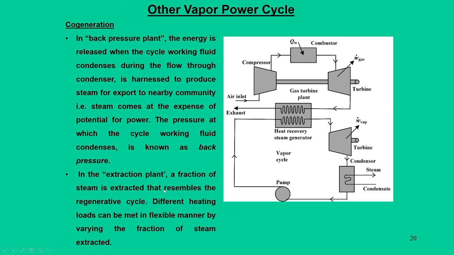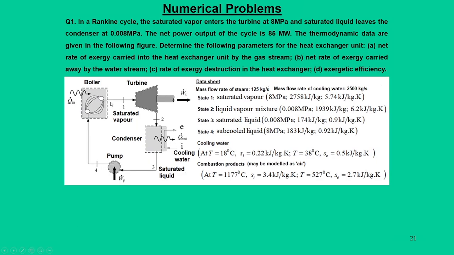Here it is application oriented. For example, we can extract some of the steam from a turbine and use it for some heating unit, for example, heating of water, which is an essential requirement for a community. This particular concept also works in the mode of cogeneration. So, with this we complete our discussions on exergy analysis and different vapor power plants.